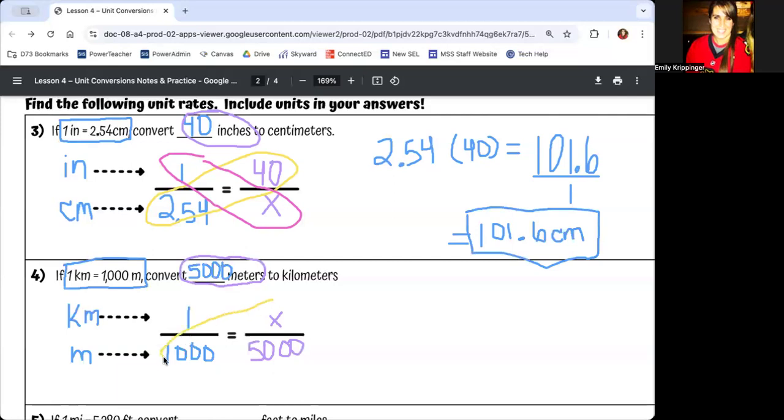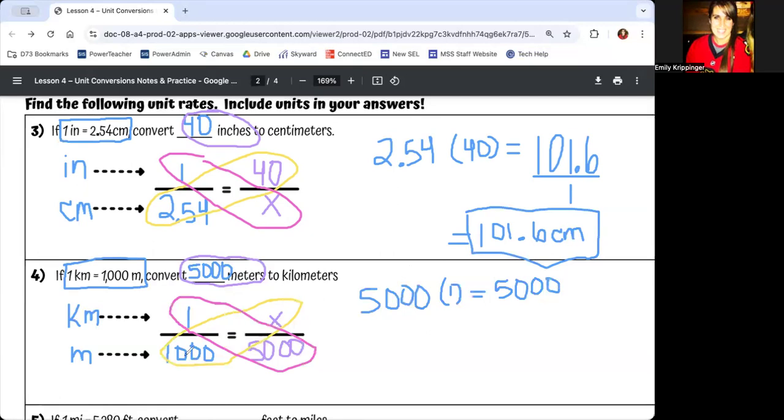Now I'm going to highlight my 2 diagonals. So diagonal 1, diagonal 2, and let's solve. First, looking for the diagonal that has two numbers, this one right here, the 1 and the 5,000. So we're going to do 5,000 times 1, which is just 5,000. And then we divide by the other number in the other diagonal. So in that other diagonal, we have 1,000. So we're going to divide by 1,000. And 5,000 divided by 1,000 is equal to 5. Our units, X was on top. That was talking about kilometers. So 5 kilometers is our answer there.